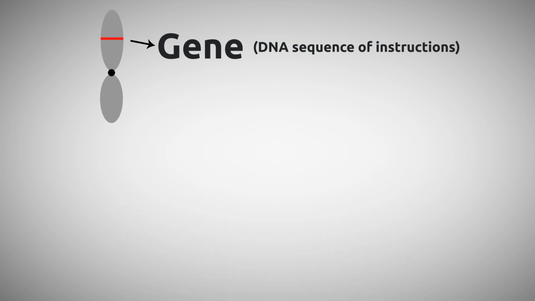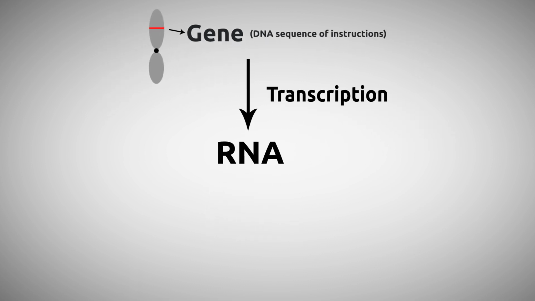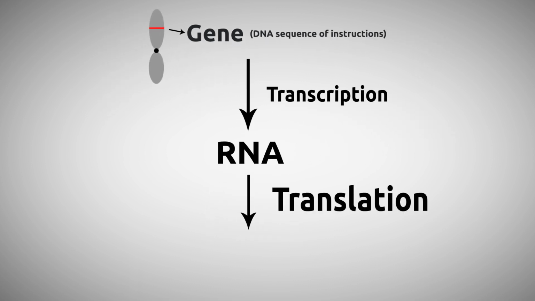Gene expression occurs in a two-part process. The first is called transcription, and it is when DNA is essentially copied into an RNA message. And the second part is called translation, and that is when the RNA message is translated into a protein sequence.